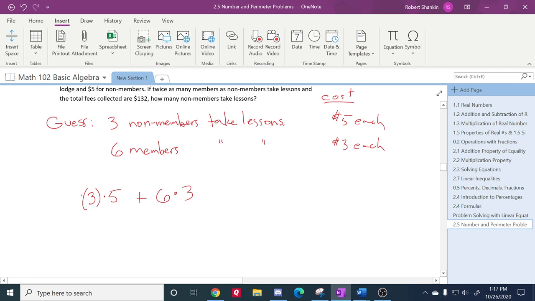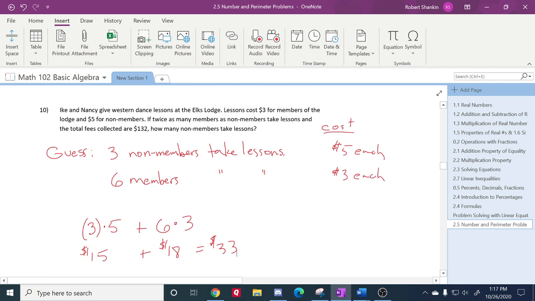So this was going to be the number of non-members times the cost per non-member. So this is going to be $15. And then they got $18 from this. And that turns out to be $33, which isn't even close to $132. I knew it was wrong, but I kind of have a setup. So it turns out to be $33.